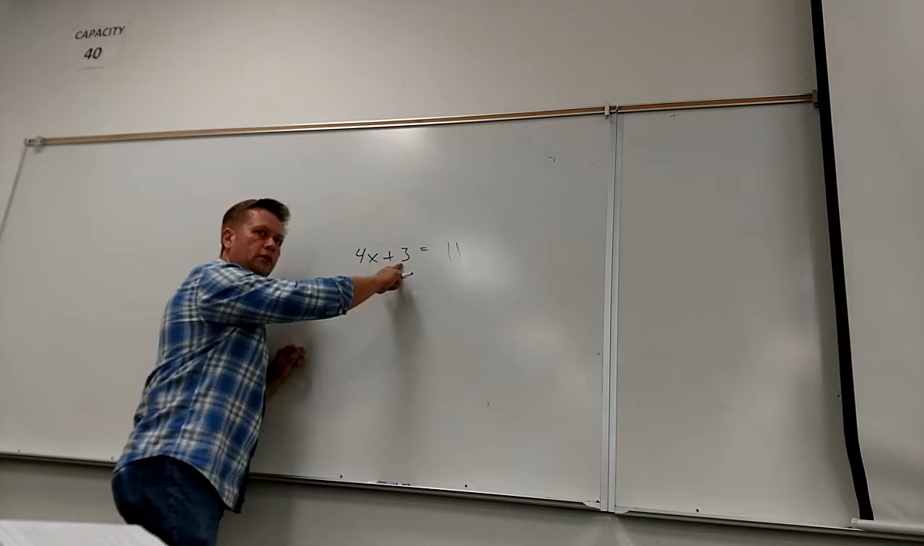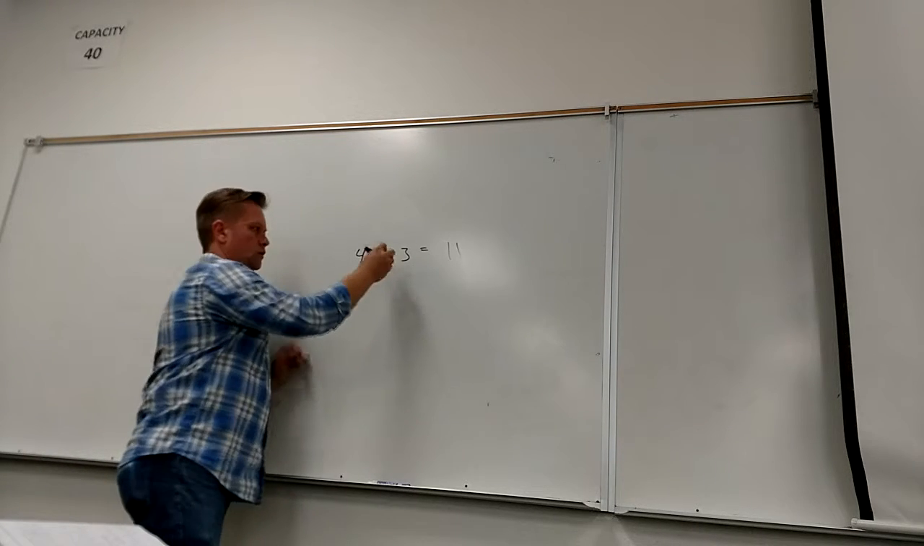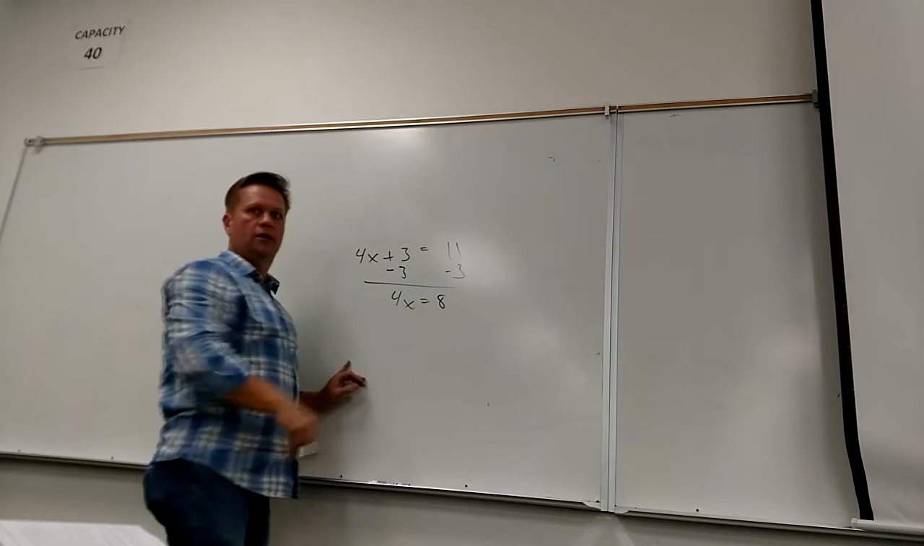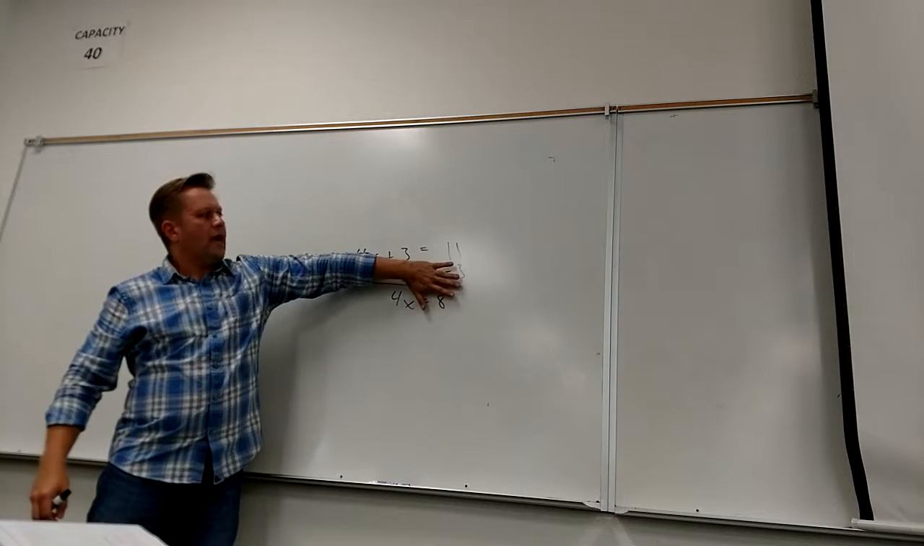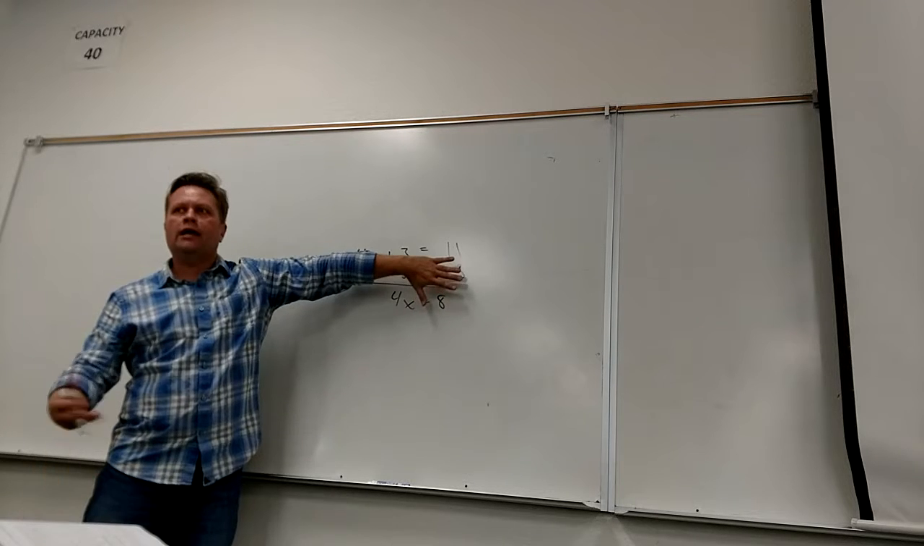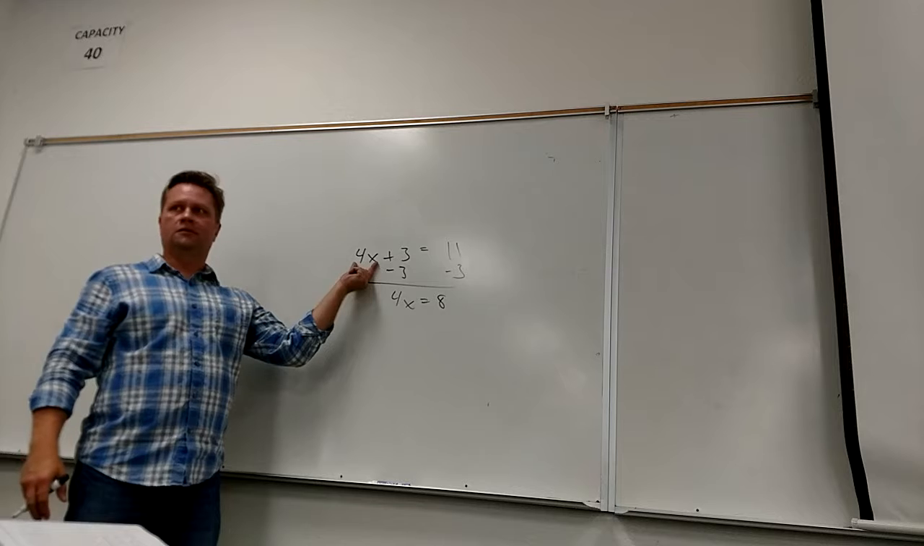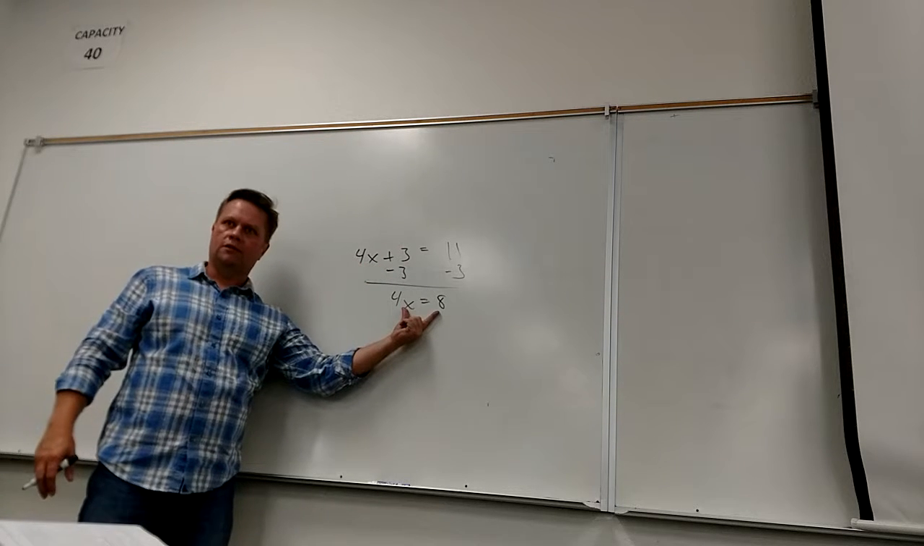I would undo the plus 3 first. If I subtract 3 from both sides, I can see what 4x has to be. In fact, somebody tell me, what do you add to 3 to get 11? What do you add to 3 to get 11? 8. So 4x has to be 8, doesn't it? Isn't that what the algebra says here?